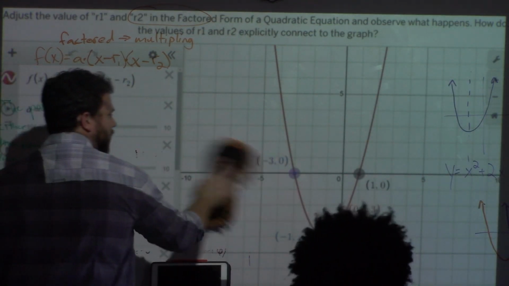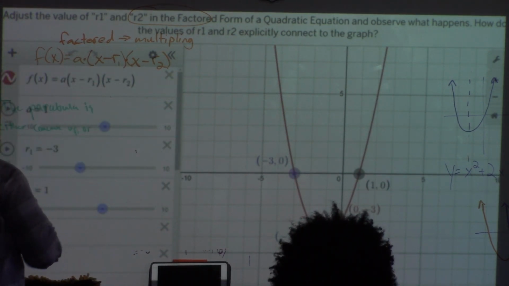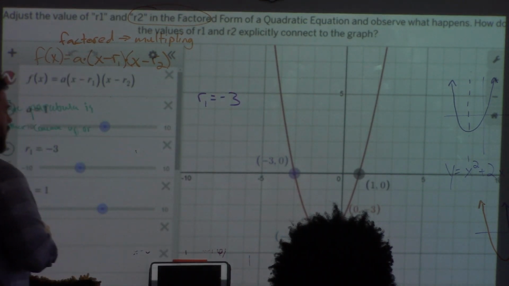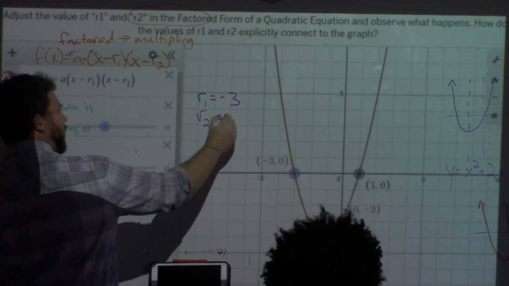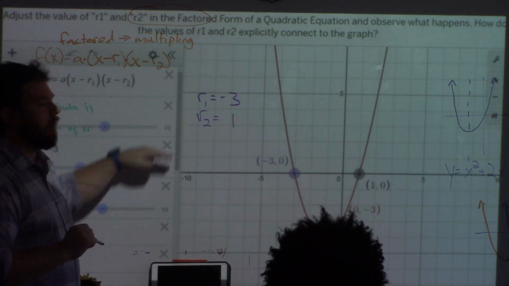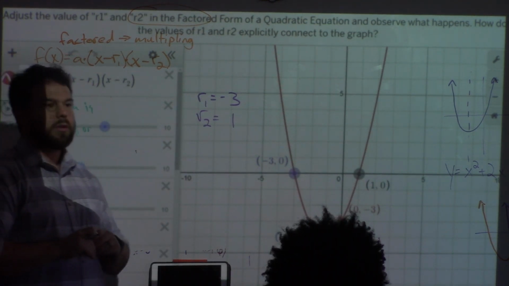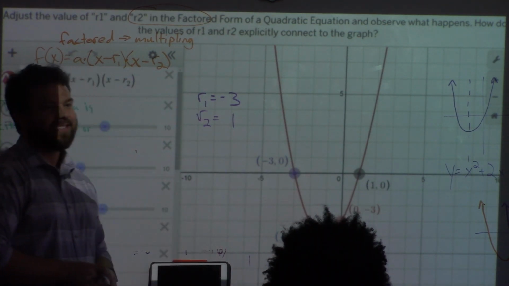I want y'all to see this. Right now, R1 is equal to -3, correct? R2 is equal to 1. And so, do I see -3 and 1 on the x-axis? Yeah, you can see them.